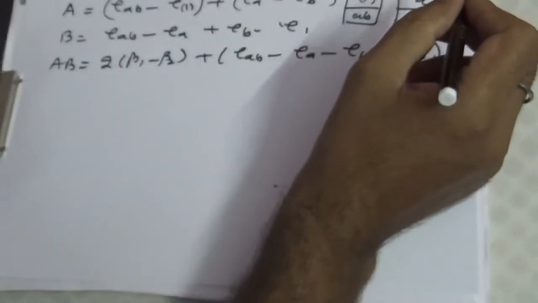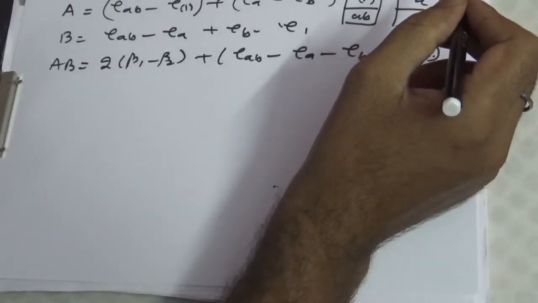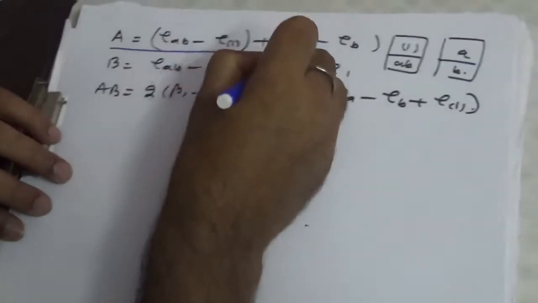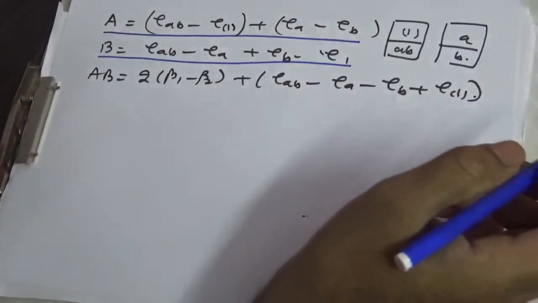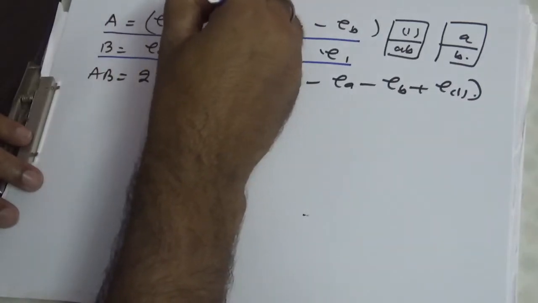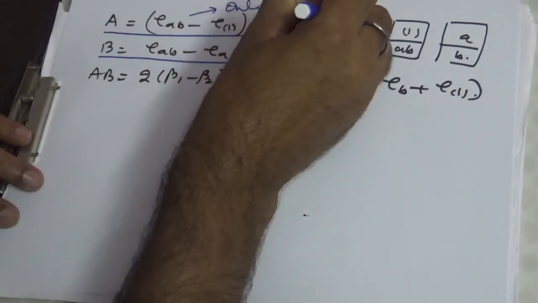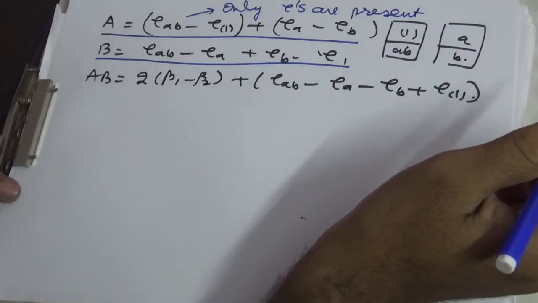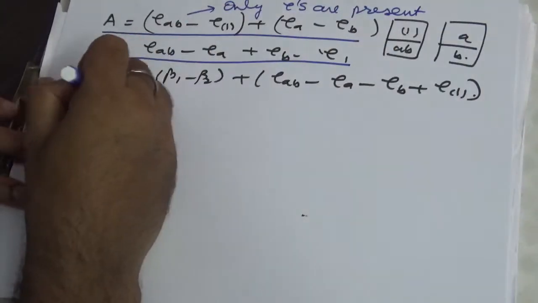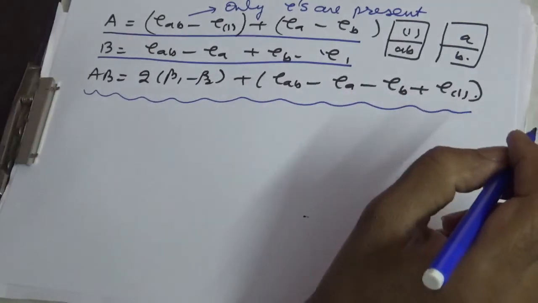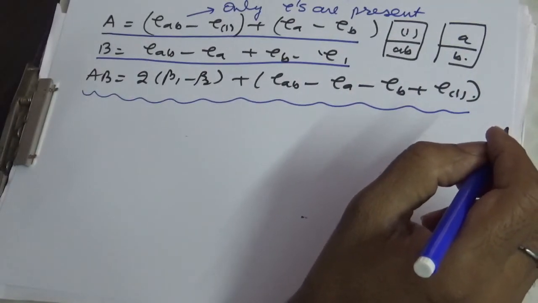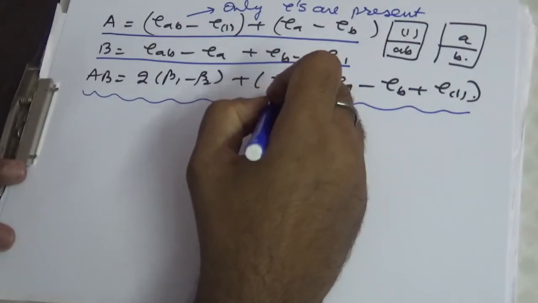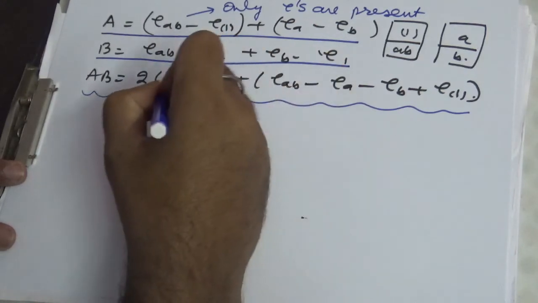Okay, now if you try to see what is really happening in these two cases, only taus are present. There is no effect of beta 1 or beta 2. Whereas in the third case, when we are trying to estimate AB, this component contains the terms related to taus as well as betas.